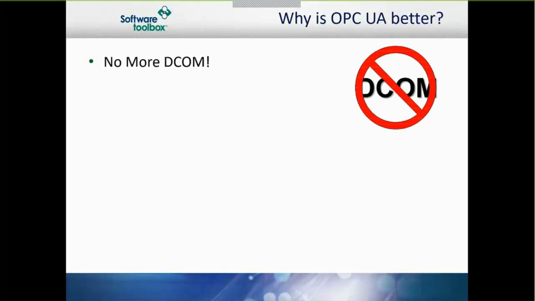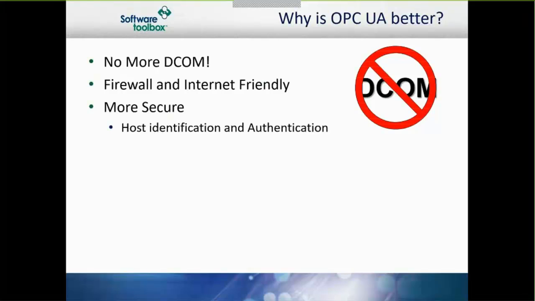So why is OPC UA better? It really all comes back to removing the dependence of DCOM. Now, since OPC UA doesn't rely on DCOM, you can network OPC UA over the internet and through firewalls. It's also more secure. With DCOM security, you had to open up this security and relax it in order to establish a connection. This makes OPC Classic more vulnerable than OPC UA.